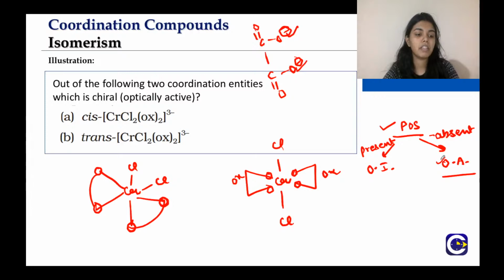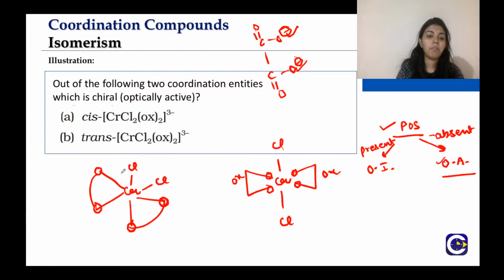Just now we have discussed. Anyone with the answer? Or the other way around, you can draw the mirror image of both and find out if their mirror images are superimposable or not. Okay. It is asking optically active, not inactive. I'll show you by both the methods.